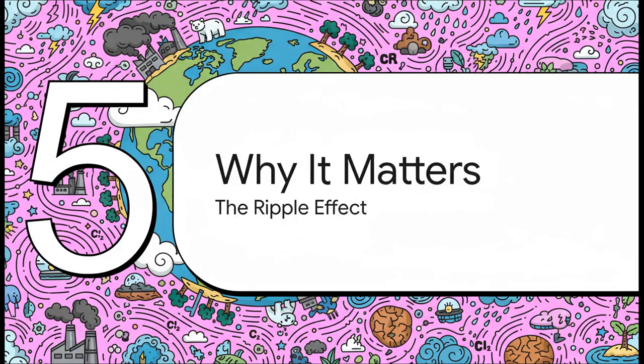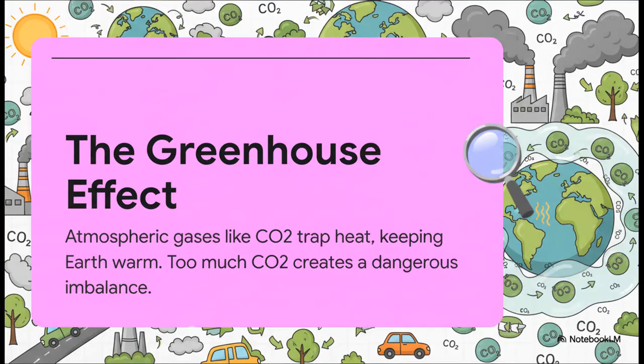Okay, so we've got this imbalance. The big question is, why does it matter? So what? Well, it matters because when you pump that much extra carbon into the atmosphere, it doesn't just stay there. It creates this huge ripple effect that touches every part of our planet. And it all comes down to the greenhouse effect. Now, the greenhouse effect isn't a bad thing on its own. We actually need it. The CO2 in our atmosphere acts like a cozy blanket, trapping just enough of the sun's heat to make Earth a nice, warm place to live. The problem is, by adding all this extra CO2, we're basically throwing a bunch of extra heavy blankets on top, and things are starting to get way too hot.